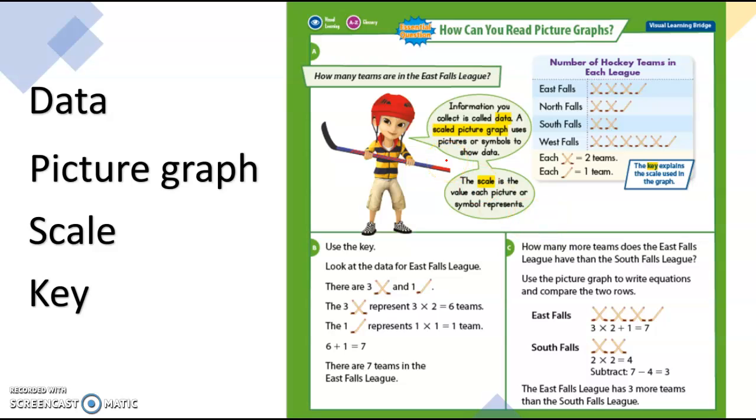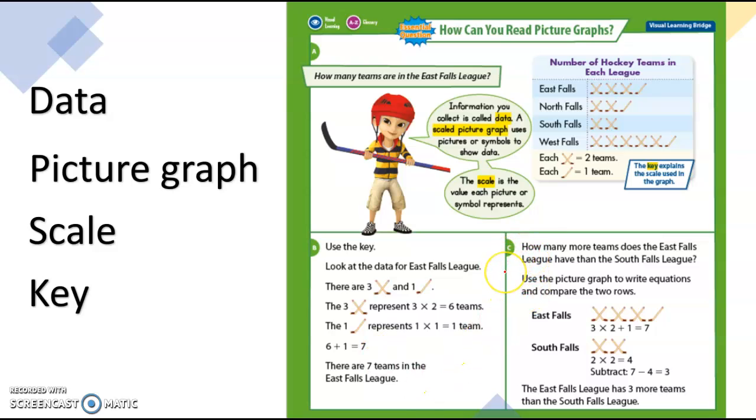Picture graphs are pretty easy to read, but sometimes if a picture equals more than one, you might have to do some repeated addition or some multiplication. So let's use the key. Look at the data for the East Falls League, which we just did. There's 3 double sticks and 1 single stick. The 3 double sticks represent 3 times 2. So like we said before, 6 teams. The 1 stick represents 1 times 1, so 1 team. And all we have to do is add them together. 6 plus 1 is 7. There are 7 teams in the East Falls League.